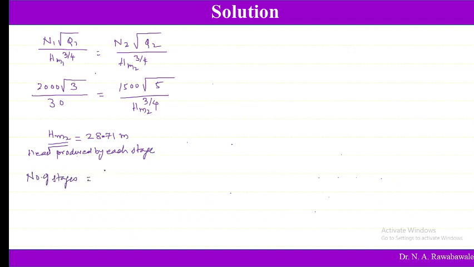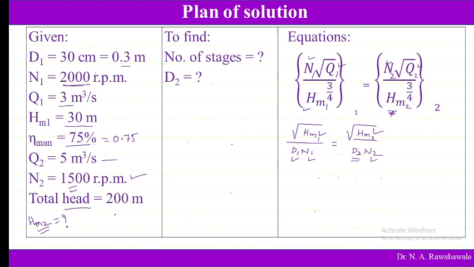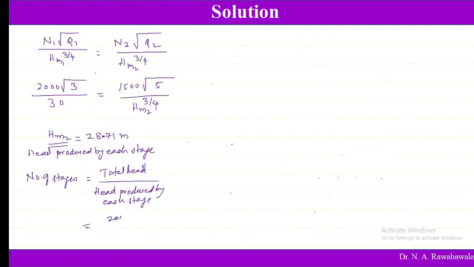Now to find the number of stages, the number of stages is equal to the total head divided by the head produced by each stage. The head produced by the total pump is 200 meter. So 200 divided by the head produced by each stage, 28.71. On simplification, we get 6.96, or approximately 7 stages. So the multi-stage pump must have at least 7 stages, then only it can produce the head of 200 meter.